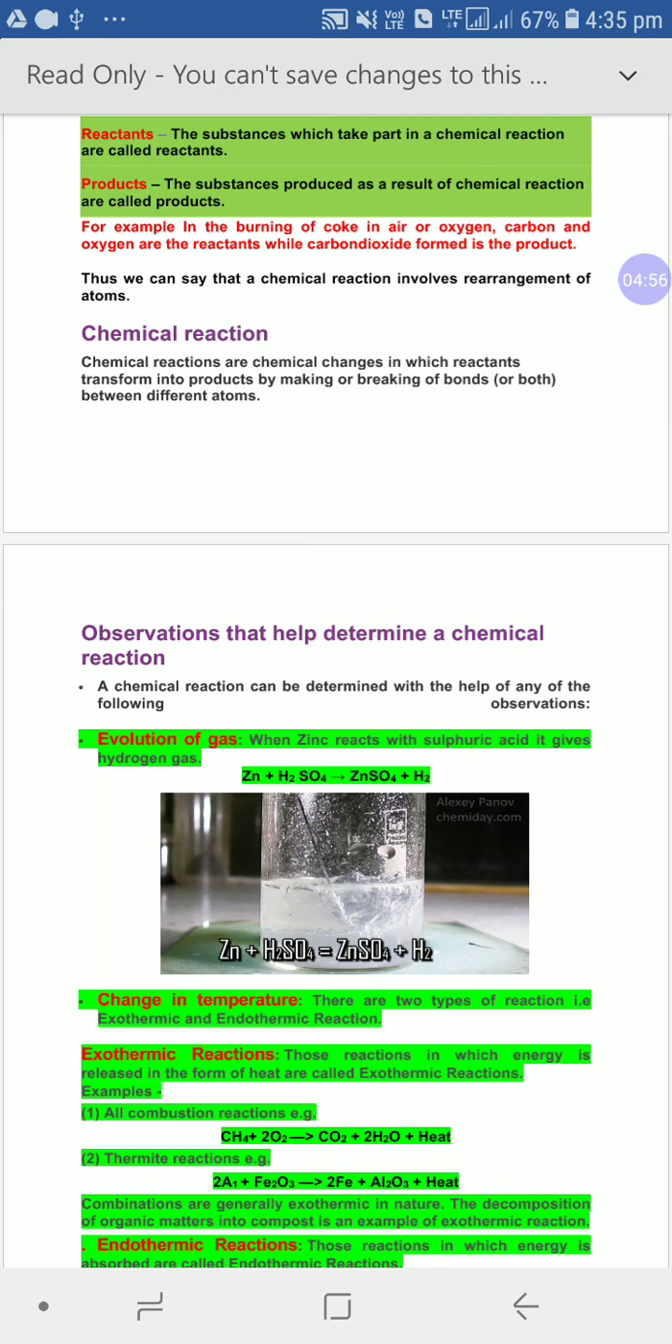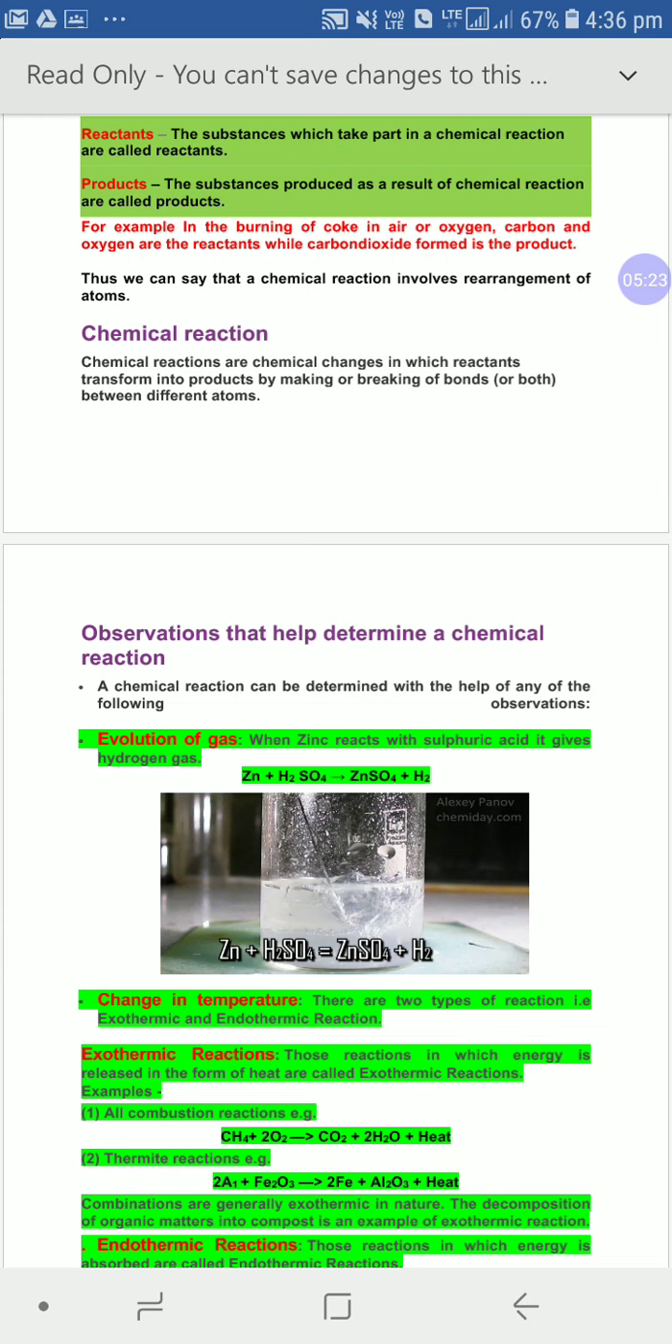Now, when any reaction takes place, if after the reaction the beaker becomes hot, or if heat is evolved, then it is known as an exothermic reaction. And if the beaker becomes colder than before, then it is known as endothermic. In an endothermic reaction, heat is absorbed, and in an exothermic reaction, heat is evolved.